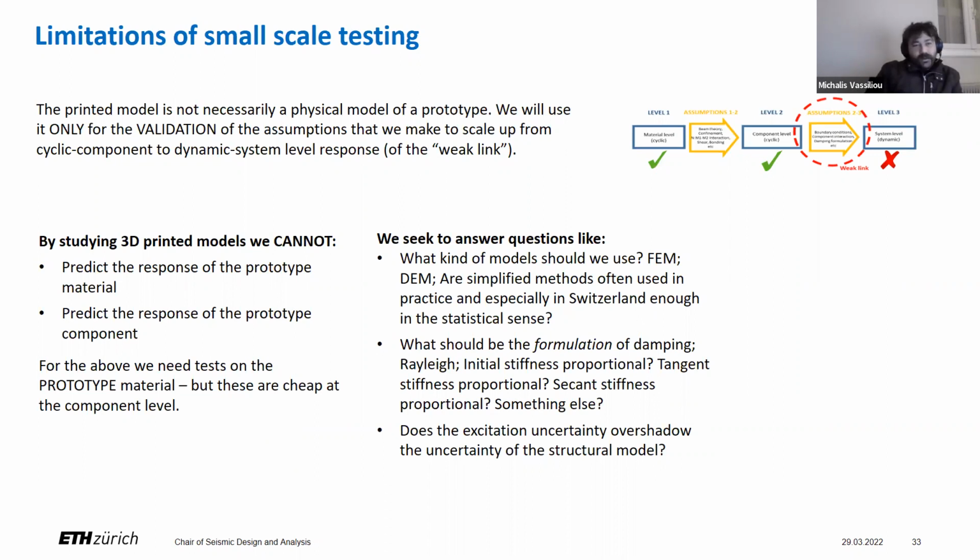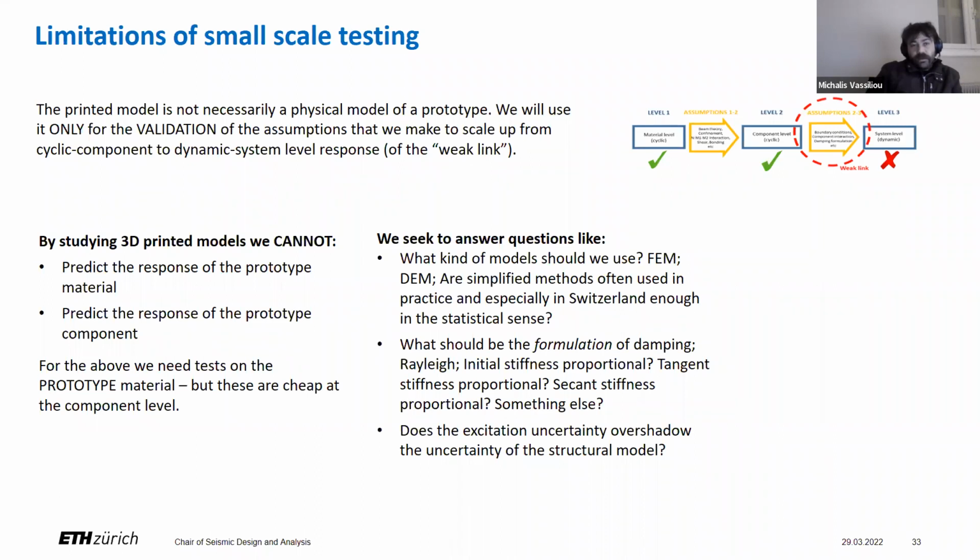The printed model is not necessarily a physical model of a prototype. We will use it only for the validation of the assumptions that we make to scale up from cyclic component to dynamic system level response of the weak link here. We're not claiming that what we print is a true replica of the full thing. So by studying 3D printed models, we cannot predict the response of the prototype material. We cannot predict the response of the prototype component. For the above, we need to test prototype material and prototype components, the full scale thing, but these are relatively cheap at the component level.